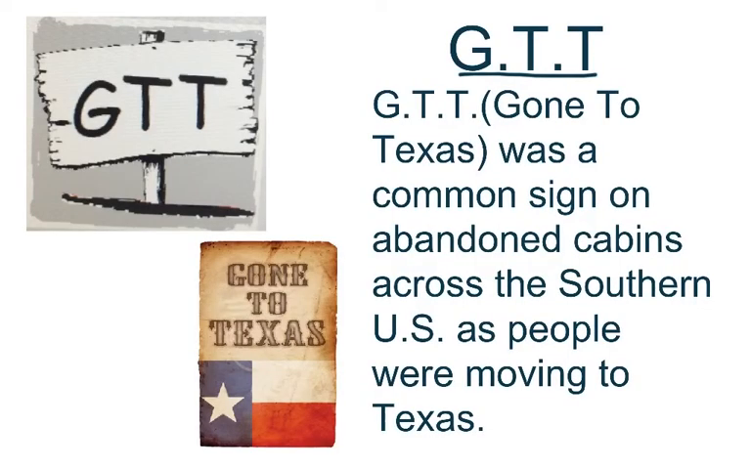Now, as we talked about in Chapter 8.2, Stephen F. Austin had brought the Old 300, and many other empresarios had gotten land grants to come to Texas, right? As people living in the United States were coming over to Texas, they left signs like these two that we see here saying GTT, Gone to Texas. These signs were common on abandoned cabins across the southern United States as people were leaving their homes and moving to Texas.